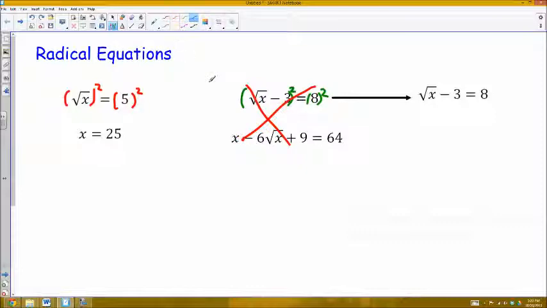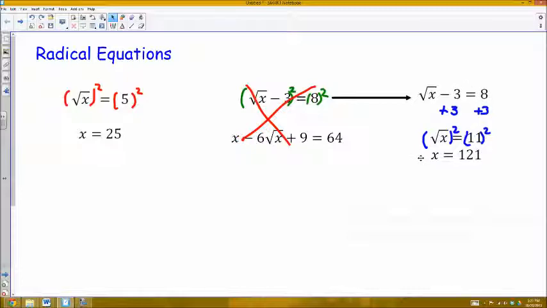So to isolate the radical in this equation, I'm going to add 3 to both sides. When I add 3 to both sides, I get that radical by itself, and once I have that radical by itself, I can go ahead and square both sides to get rid of that radical. And what ends up happening is I get x is equal to 121, which is 11 squared. Now again, if I check this, the square root of 121 is 11, and 11 minus 3 is 8.